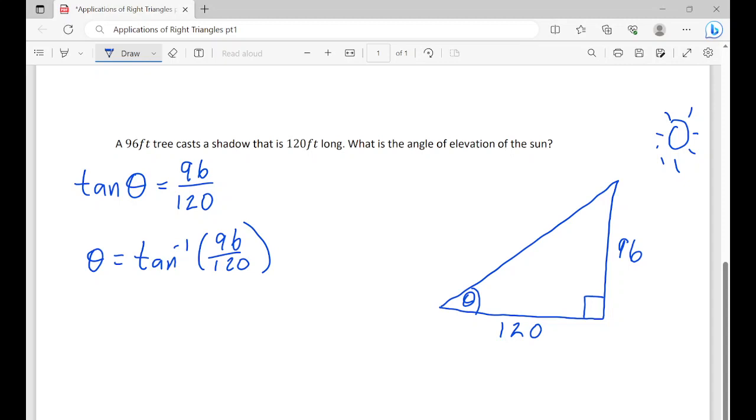And again, what is that? Haven't a clue, but my calculator does, so I'm just going to plug in arctangent of 96 over 120. Again, make sure it's in degree mode because that's what we're working with here. My answer, to one decimal place, is 38.7 degrees. So my angle of elevation of the sun, from someone standing right here, is 38.7 degrees.